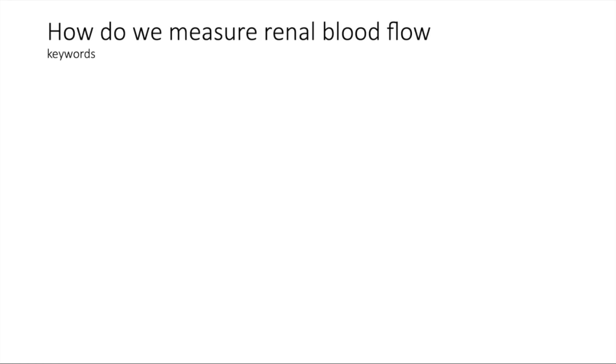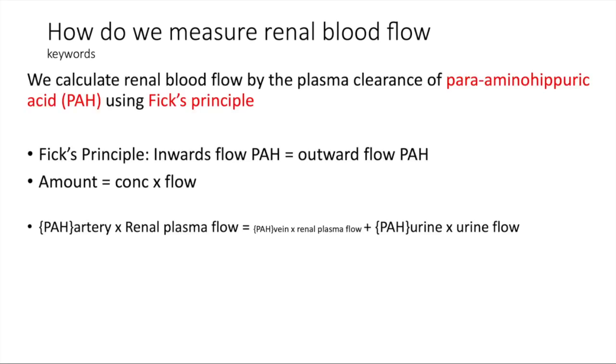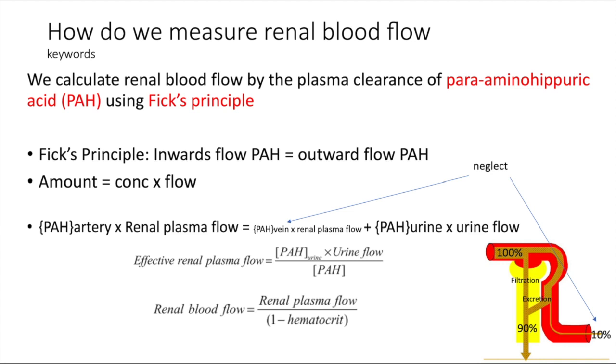Now the examiner asks, how do we measure renal blood flow? So what are the keywords? We calculate the renal blood flow by plasma clearance of PAH using the Fick principle. So PAH and Fick principle are the keywords.